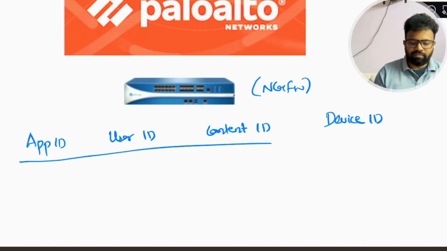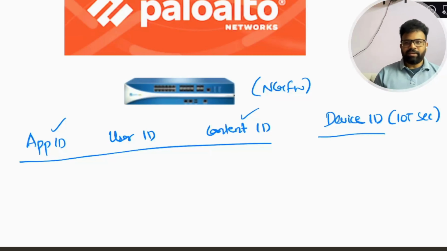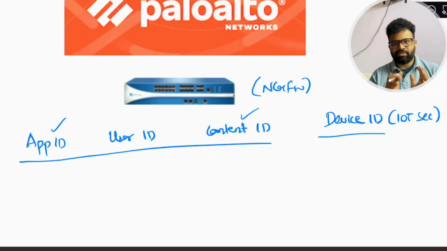Most of them work based upon signatures. This one especially, user ID, is based upon the logging and the WMI instrumentation, RPC logs, and everything. Device ID is something related to IoT security. So mainly, the first place is to check the application.